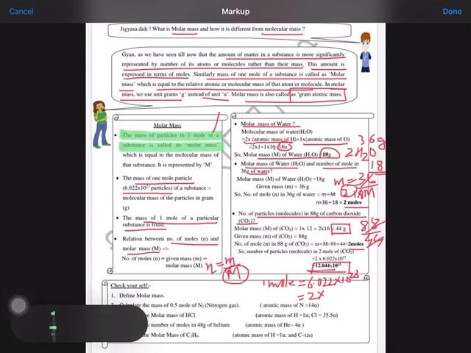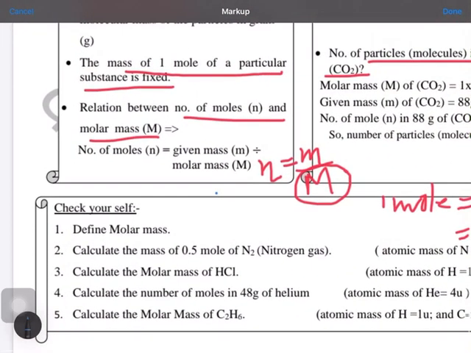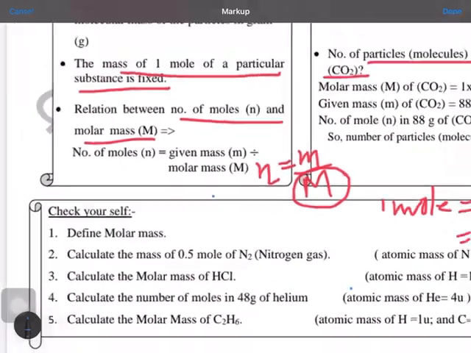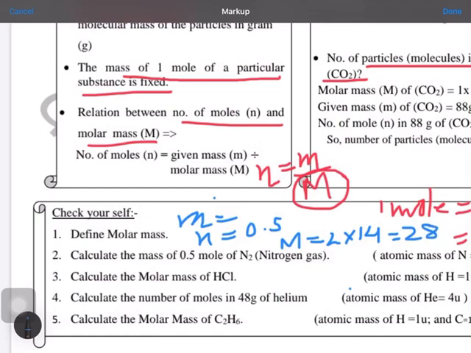And next question, you can see it. Calculate the mass of 0.5 mole of nitrogen gas. You have to calculate m. We have been given n, which is 0.5, and capital M we have to calculate. Capital M will be calculated for N2. N2 means 2 into 14, because it is nitrogen gas, so it comes out to be 28. 28 grams is the molar mass.